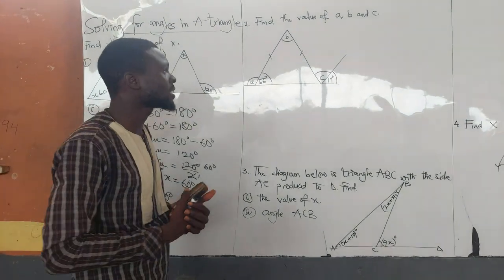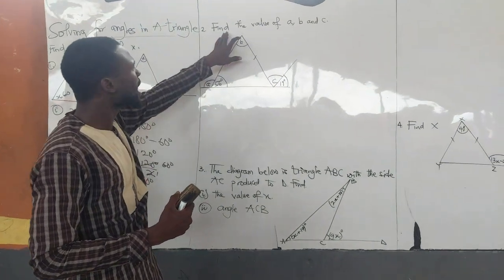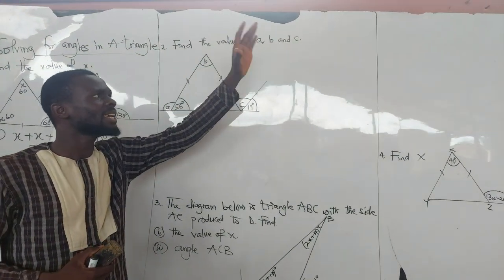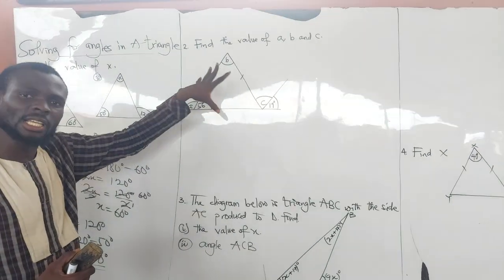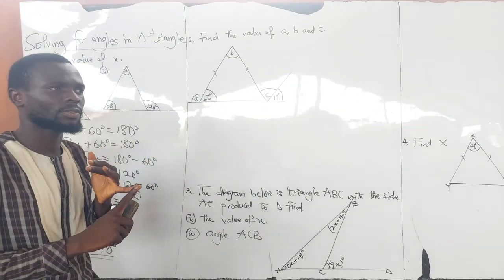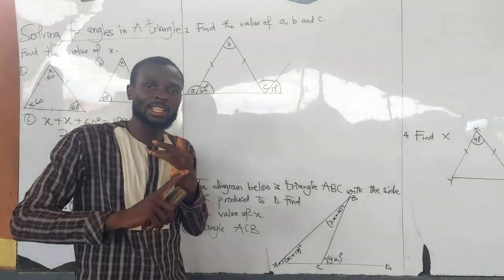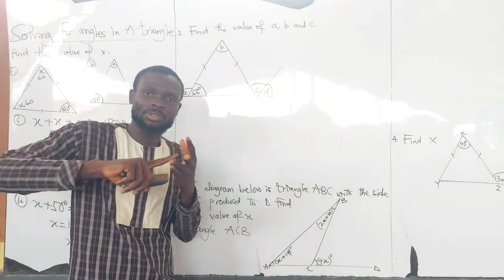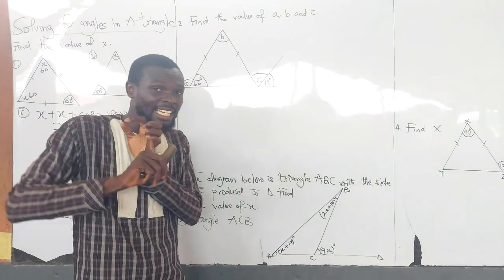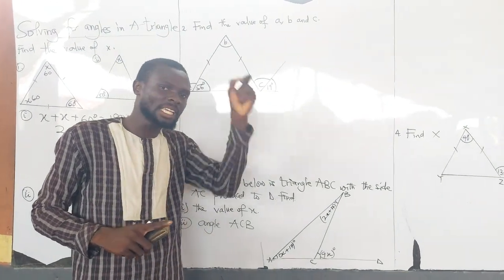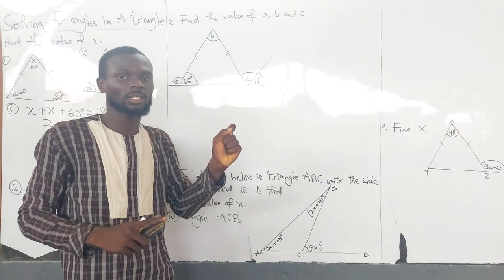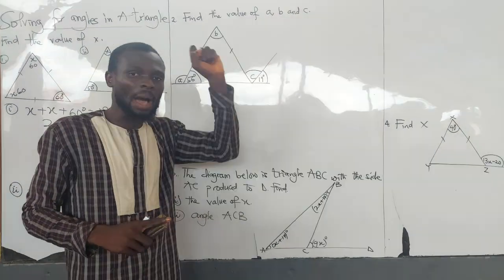Let's take the second example. Now you have to find the value of A, B, and C. Now anytime you look at the diagram, ask yourself, is the triangle an isosceles? Is it a right angle? Is it a scalene? If it is an isosceles, apply the idea on isosceles triangles. If it is a right angle, apply it.